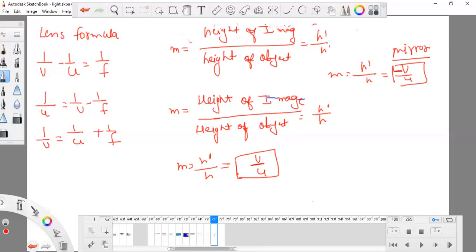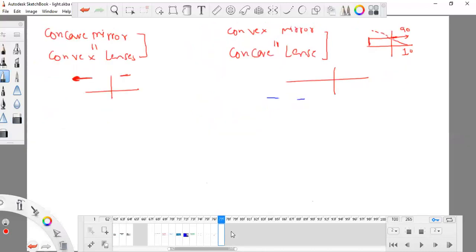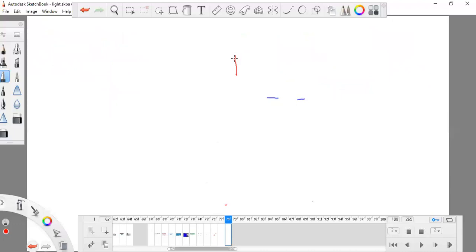And the next thing is the Cartesian index. What is the Cartesian index? We studied this, the sign convention for lenses. Suppose this is a lens, concave or convex, and this is the Cartesian index, that is the principal axis. This is O, this is the upper side and this is the lower side. Things will be the same. Images can be formed at this side or at that side.